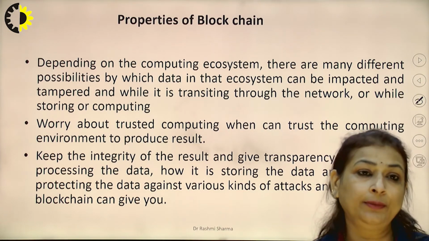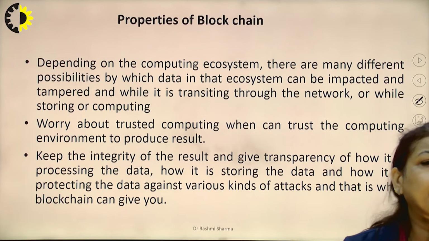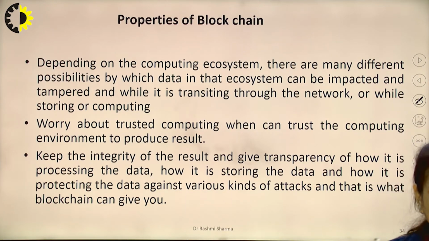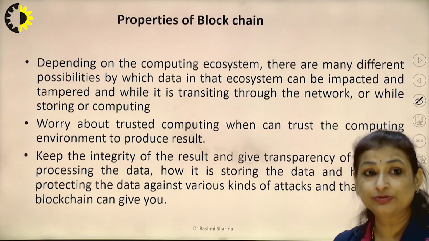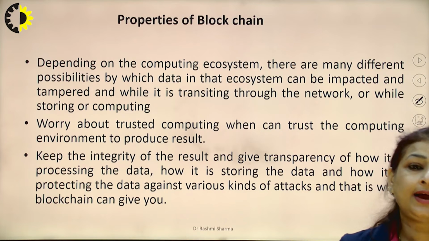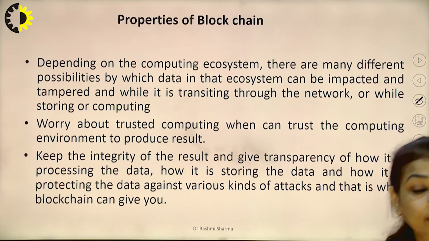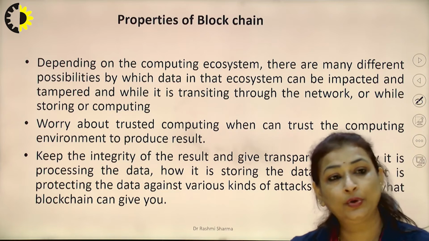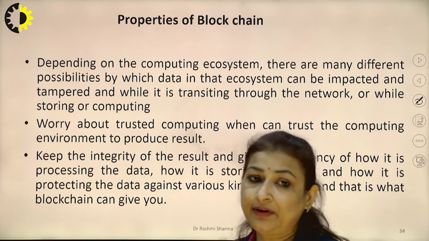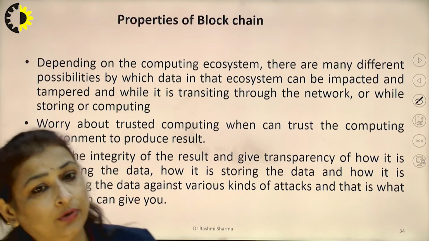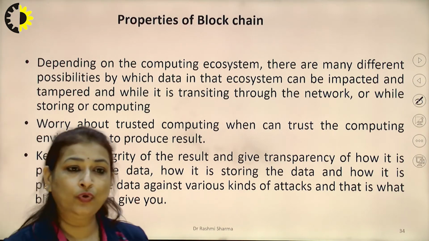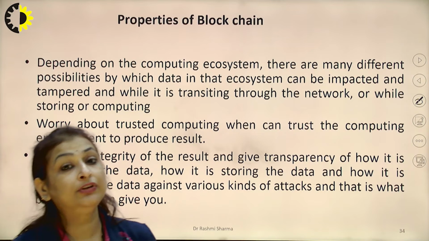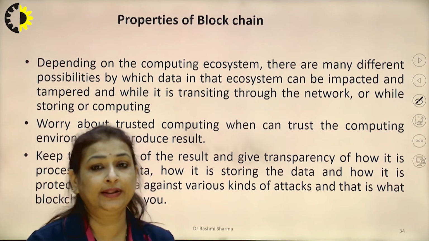So we have to depend on the computing ecosystem. There are many different possibilities that it can impact, and we can have a transacting network which can tamper with that information. Transacting is sending and receiving, both come into this. So whenever we are doing it, we have to trust the environment in which we are doing it. If we cannot trust that environment, obviously the integrity of the result would vary, and you won't be able to process that data. We should know how we have to protect that data.